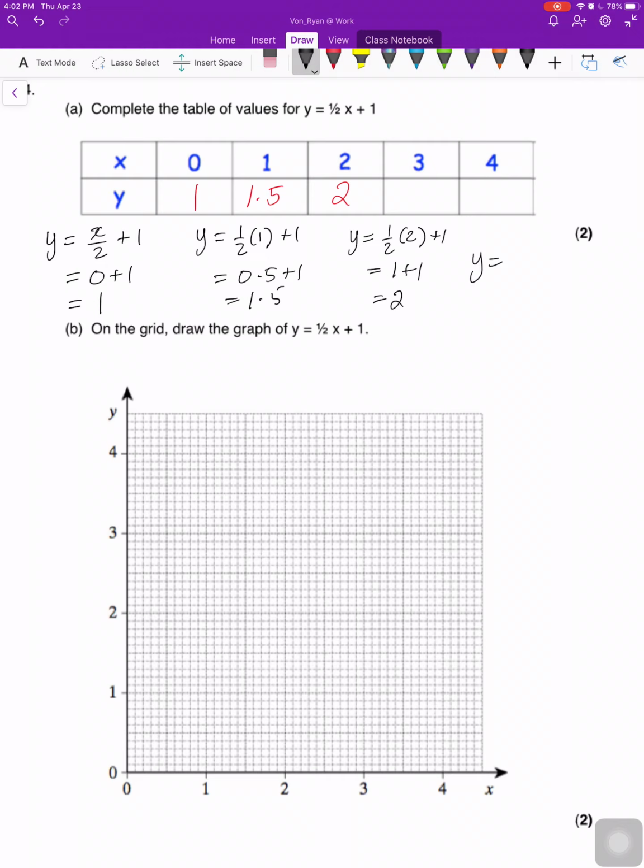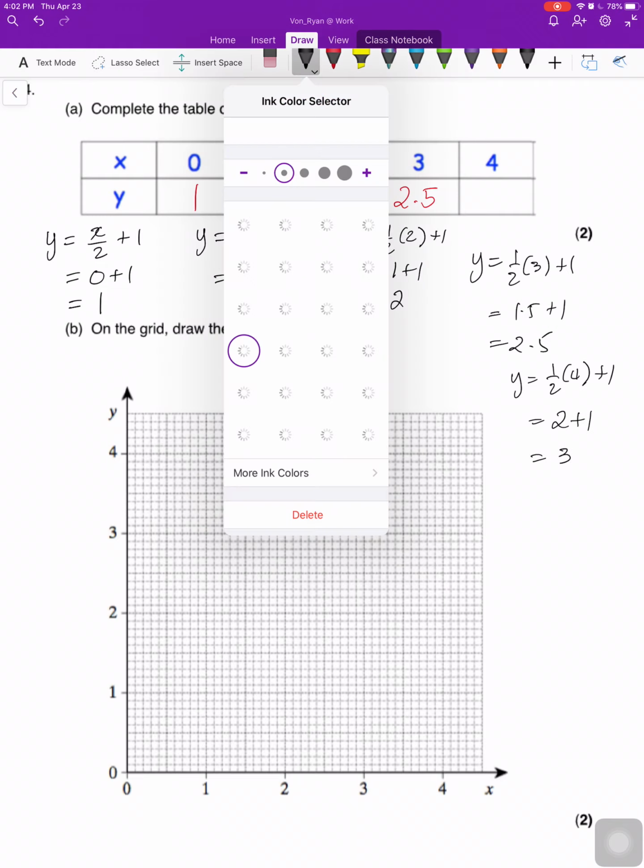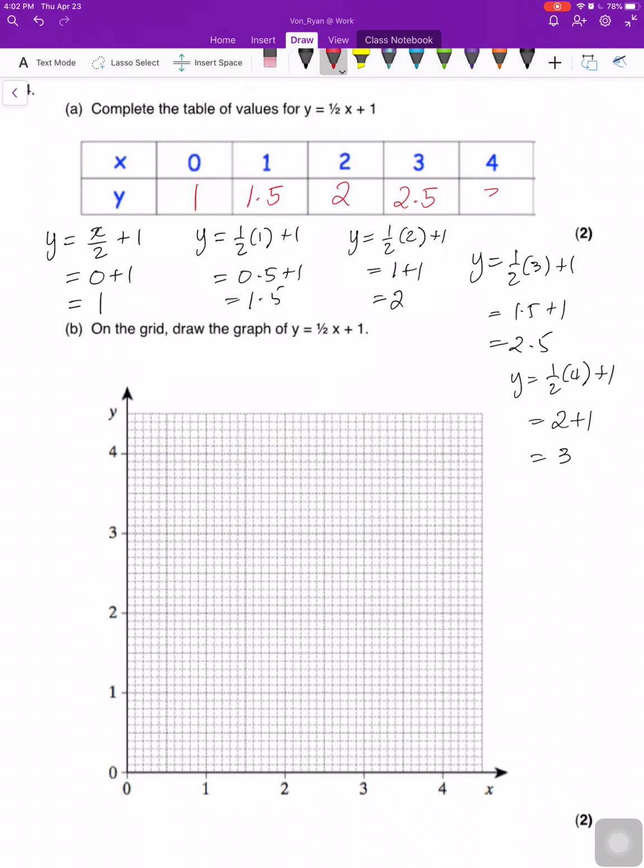y is equal to 1 half times 3 plus 1. That's 1.5 plus 1, so that's 2.5. So when x is equal to 3, y is equal to 2.5. And then for the last point, y is equal to 1 half times 4 plus 1. So that's 2 plus 1, that's 3. And so the last number there is 3.